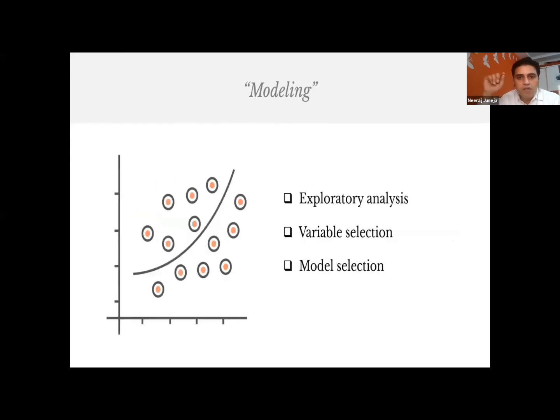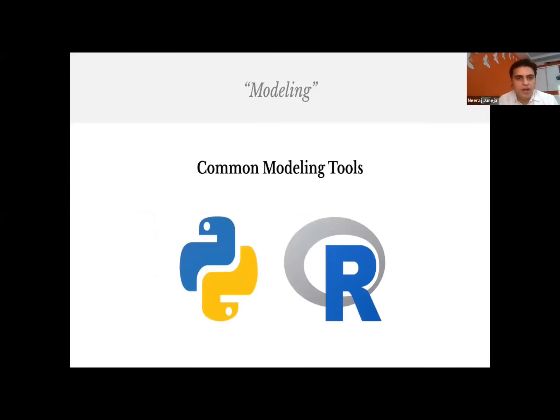Now, modeling involves all these steps. Whenever we need to prepare a model, we need to do an exploratory analysis, right? And then we need to prepare a list of all those variables which are important in answering those business questions. We need to select those variables very judiciously, and we need to also select which type of model we are going to propose. So modeling involves these three steps, and common modeling tools in business analytics arena are Python and R. So I would suggest students to develop their skills in Python, either Python or R.